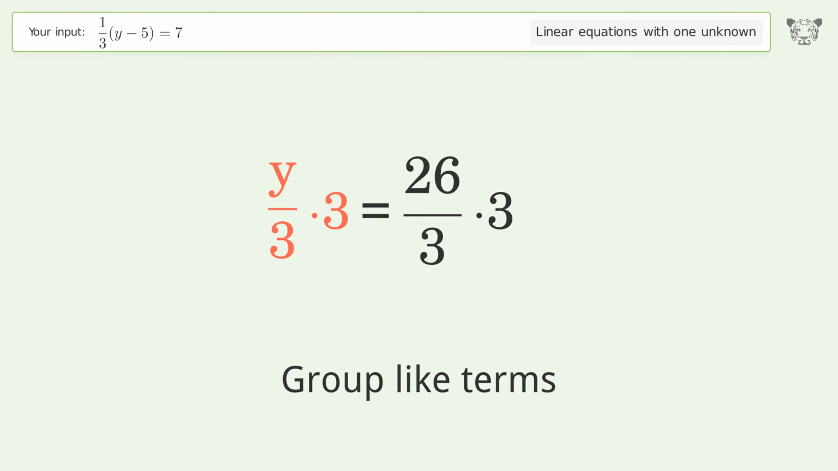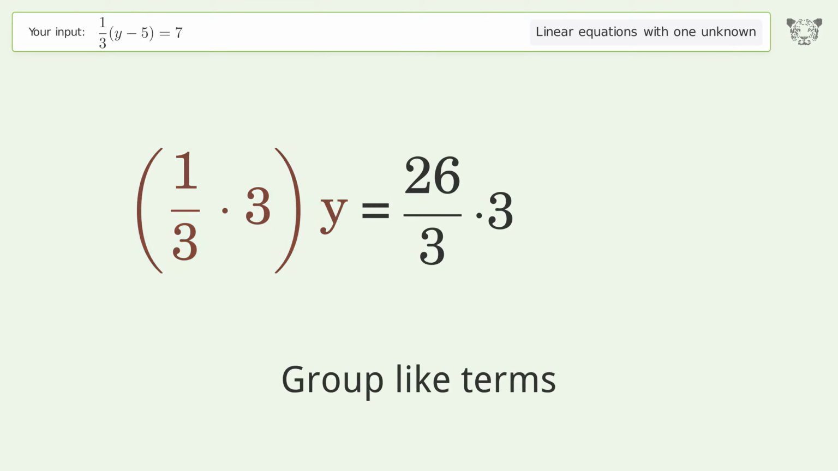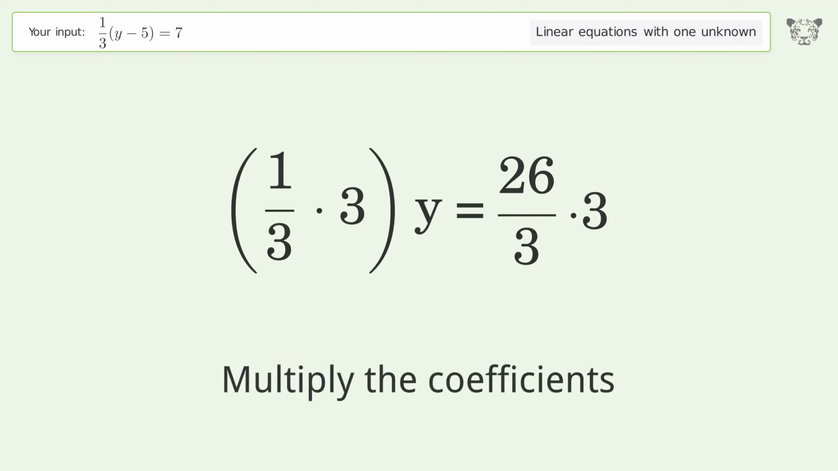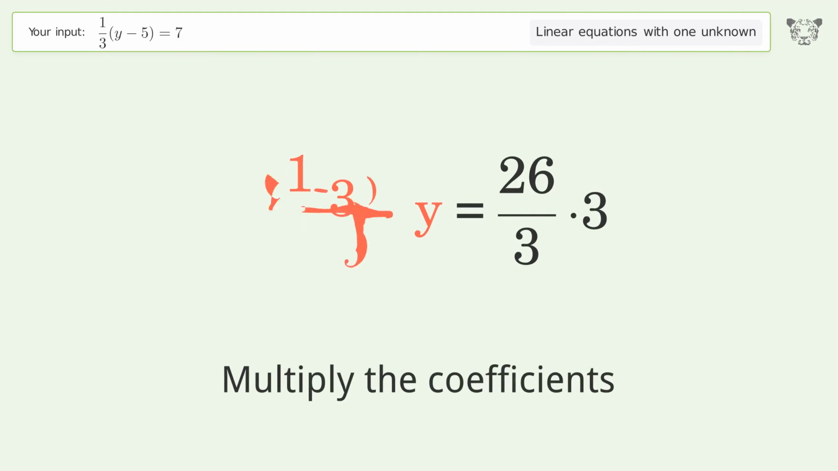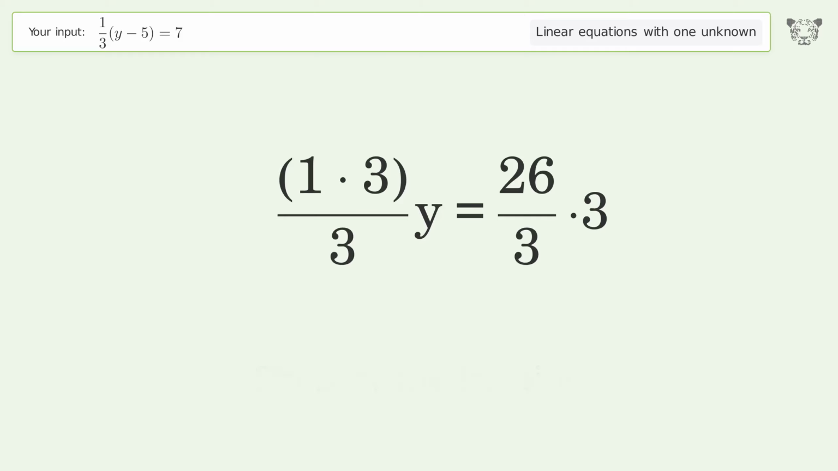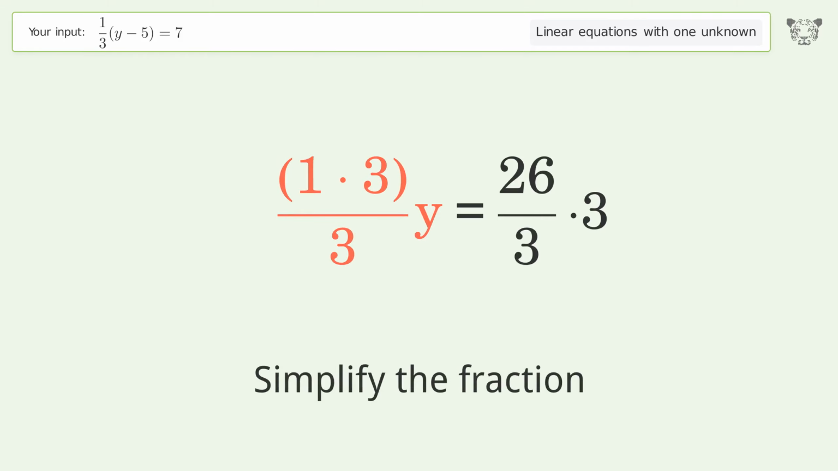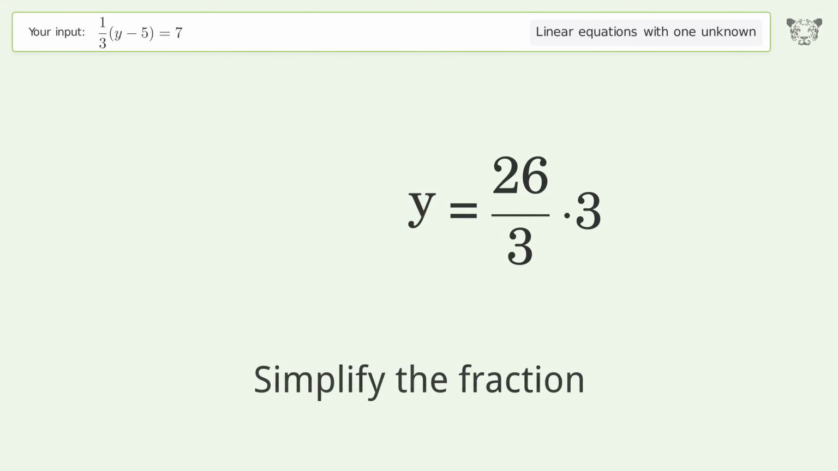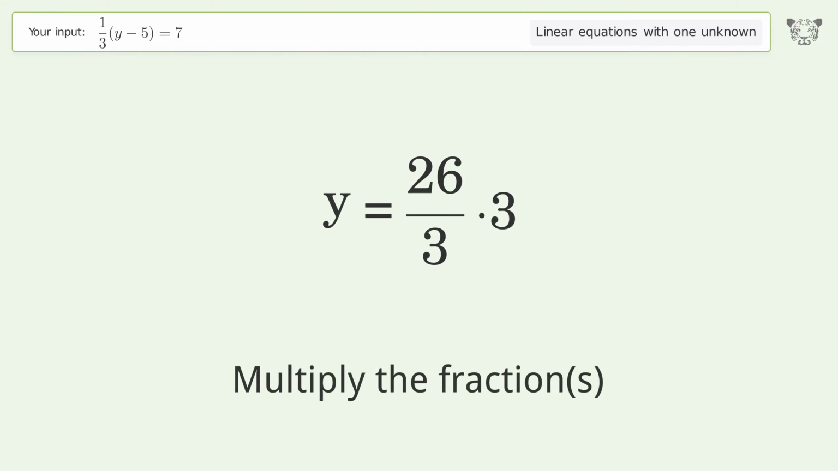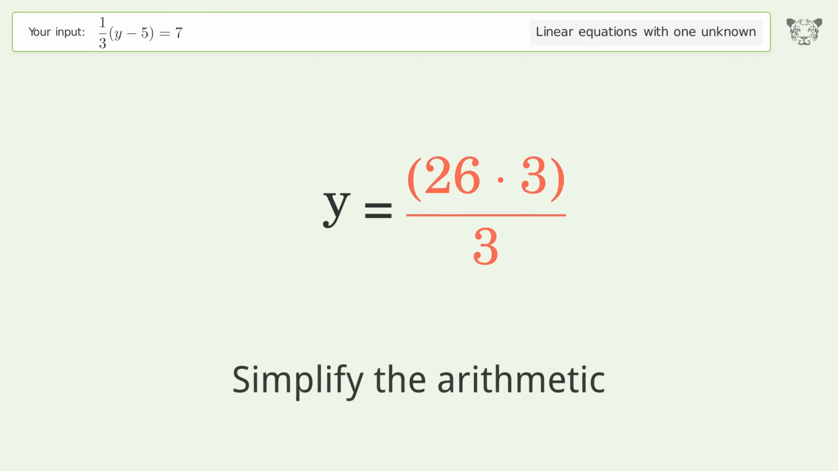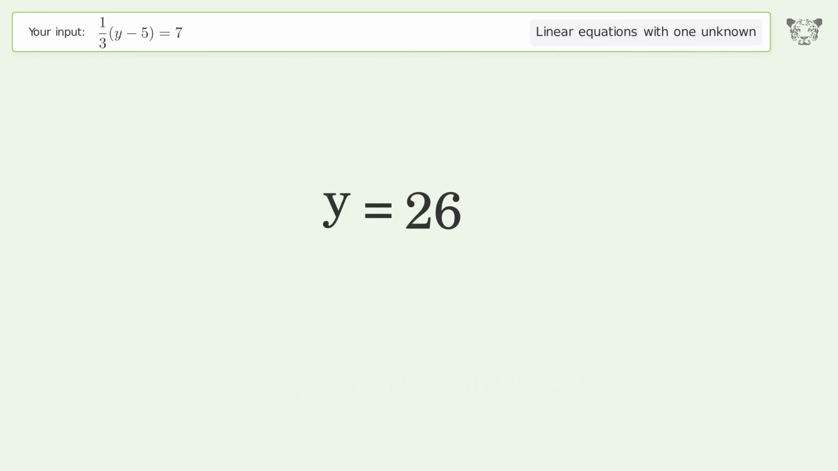Group like terms. Multiply the coefficients. Simplify the fraction. Multiply the fractions. Simplify the arithmetic. And so the final result is y equals 26.